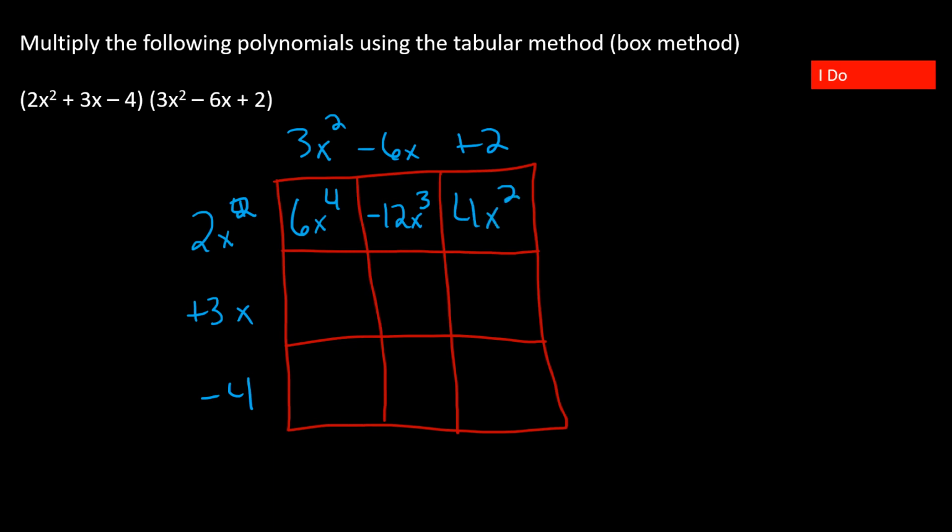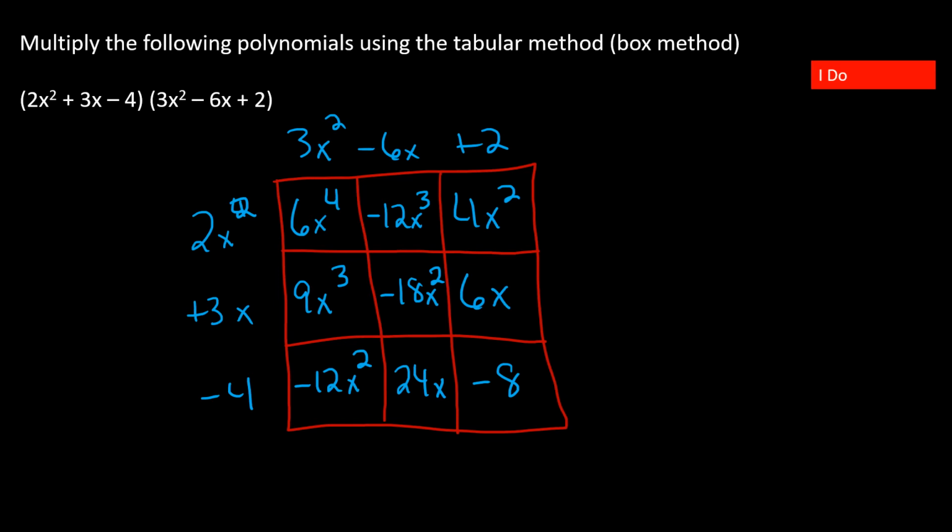3x times 3x squared would be a 9x cubed. 3x times negative 6x would be a negative 18x squared. To get the square here, we'd have 3x times 2, which would be 6x. Negative 4 times 3x squared would be a negative 12x squared. Negative 4 times negative 6x would be a positive 24x. And lastly, negative 4 times 2, which would be a negative 8.